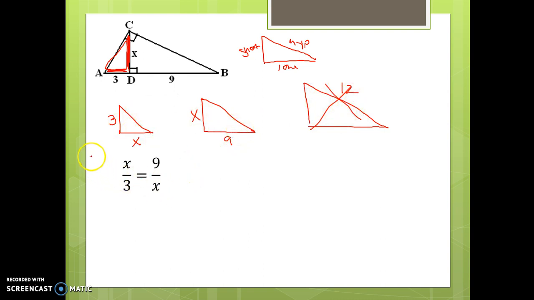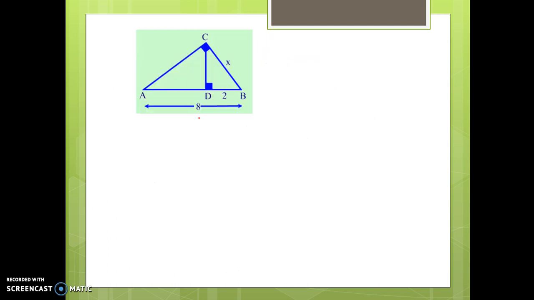And I've essentially done the long leg over the short leg. Because the long leg of this triangle was x, the short leg was 3. The long leg of this triangle was 9, the short leg was x. From there, you're cross-multiplying and solving. Make sure you're simplifying your radicals. If I ask for a decimal, you can give me a decimal approximation.